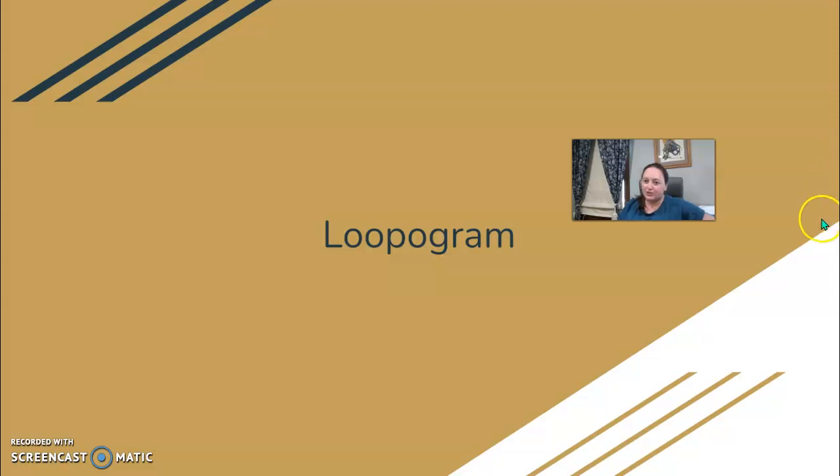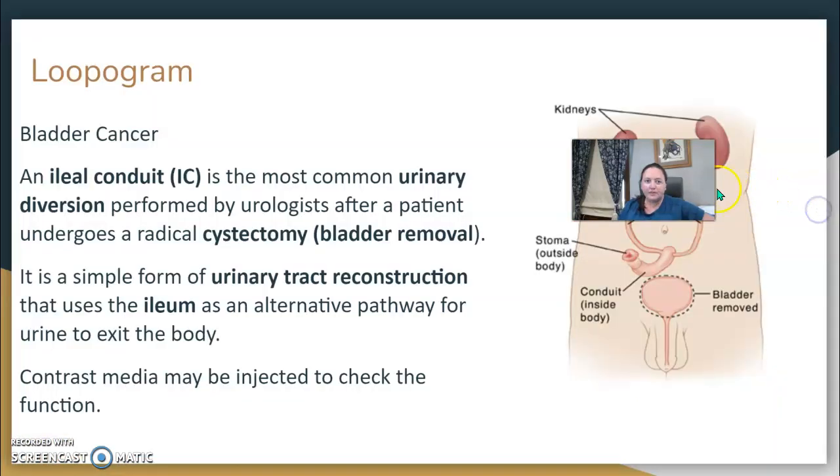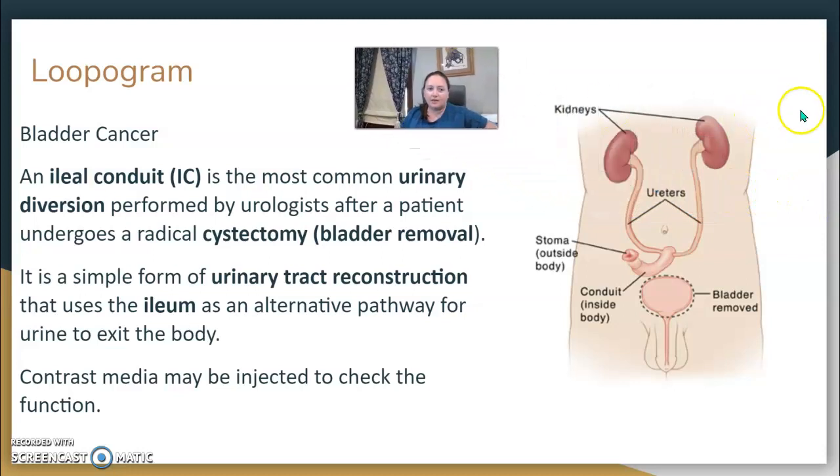All right, we're going to finish off those extras. So starting with Lupogram. A Lupogram is a bladder conduit. So it's usually called a urinary diversion.